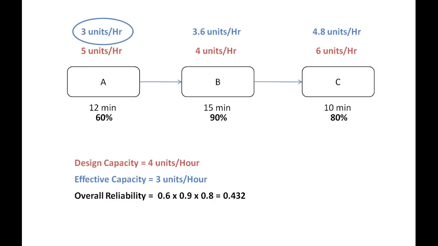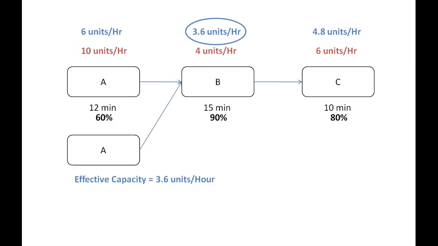And simple enough. So going back to the previous point, if I wanted to increase capacity, the first thing I could do is add another workstation. So if I added another workstation A, assuming equal capacity, the effective capacity of both A's combined would be 6 units per hour. Therefore, my new bottleneck would be 3.6, which is B, right? So the effective capacity now increases from 3 all the way to 3.6 by adding another workstation.